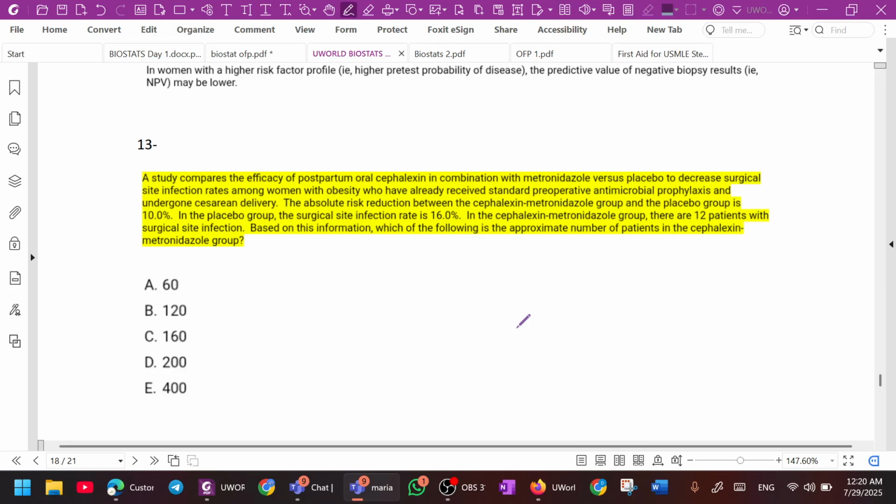They are looking for the N. The ARR, absolute risk reduction, between the metronidazole and placebo is 10%. ARR is 10. In the placebo, 16%.